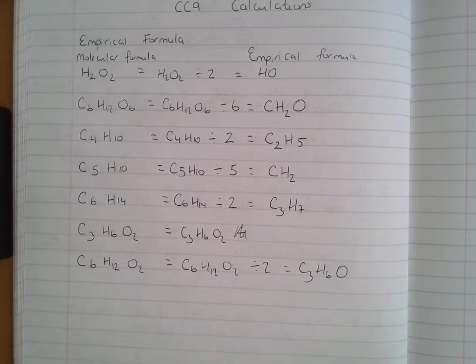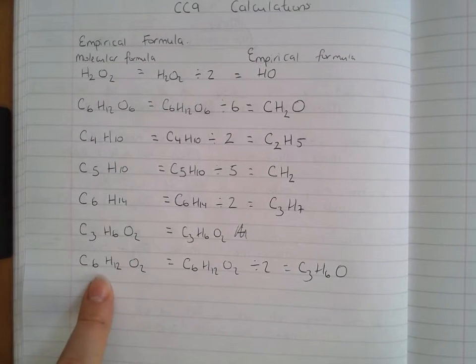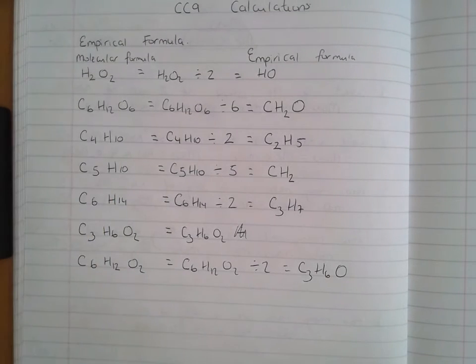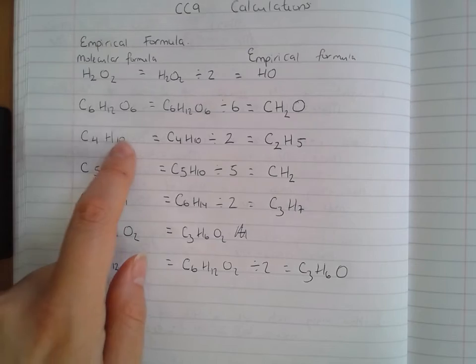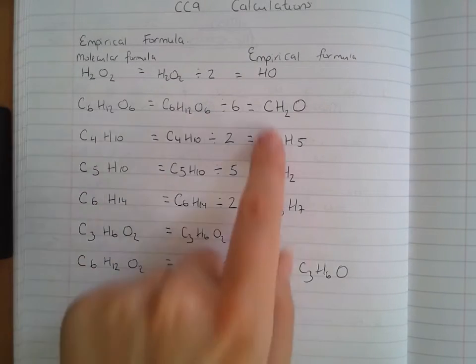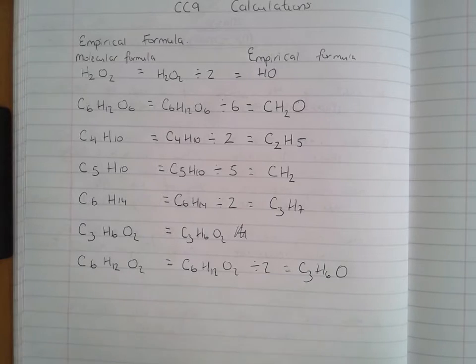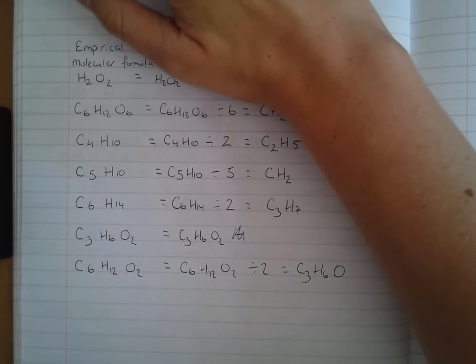You'll be given a molecular formula, just like I've given you here, and asked to write the empirical formula. You need the biggest number that will divide evenly into every number that you're given in the formula. Then you write it out as a new formula, and that is called the empirical formula. If you were asked to write the empirical formula, that is what you are being asked to do.